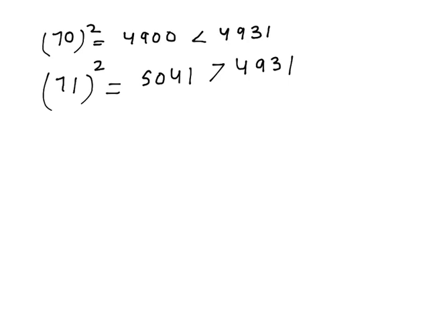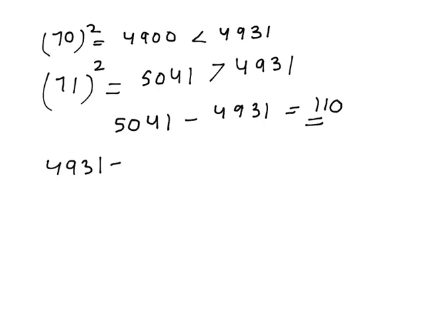So now, to find out the number, we will subtract these two numbers, means the perfect square of the next number, that is 71, and the given number, minus 4931. So we will get 110. So it means if we add 110 to the given number, that is 4931, the number that we will get will be the perfect square.